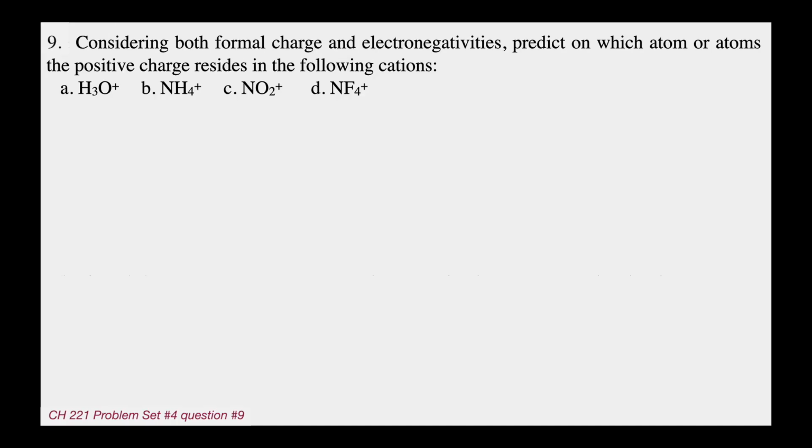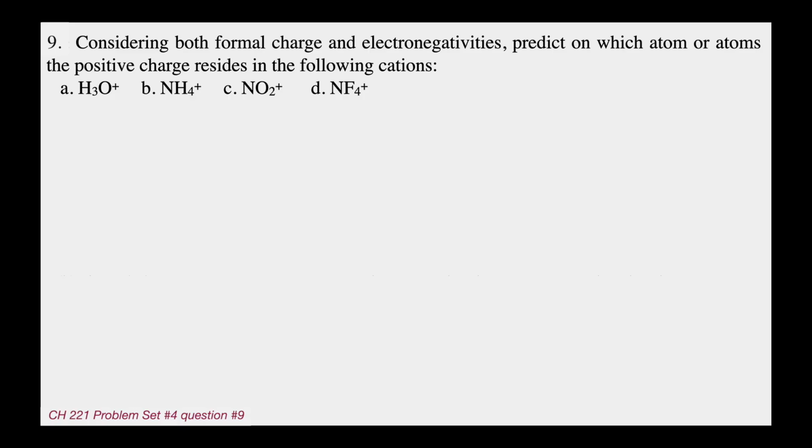Considering both formal charges and electronegativities, predict on which atom or atoms the positive charge resides in the following cations. And here are several different positive cation species. So what I would do on this problem is first draw the Lewis structure, and then you can look at the formal charges and or the electronegativities to see where the positive charge is going to be.